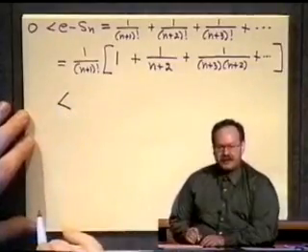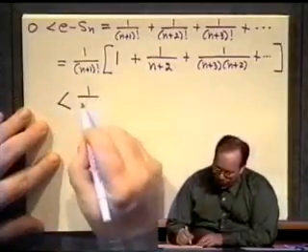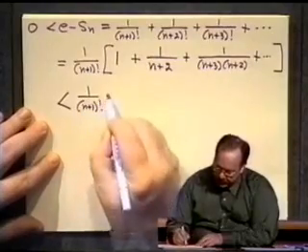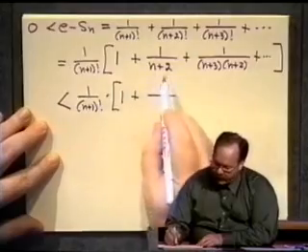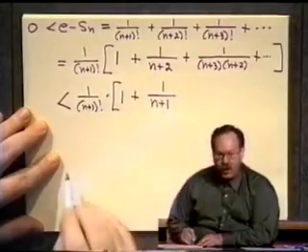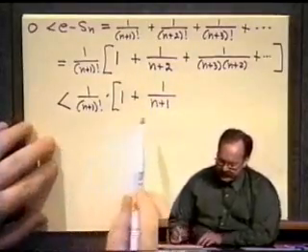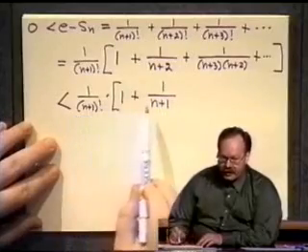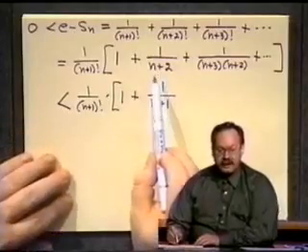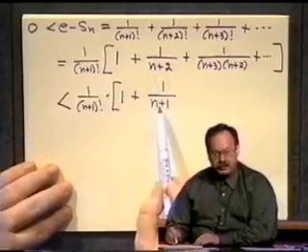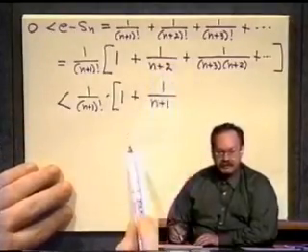This, I claim, is less than 1 over (n plus 1) factorial times 1 plus, and now I'm going to replace 1 over (n plus 2) by 1 over (n plus 1). Is that legitimate? Sure it is. I'm claiming that 1 over (n plus 1) is greater than 1 over (n plus 2). Well, sure it is. The denominator is smaller, so that means the fraction is bigger.